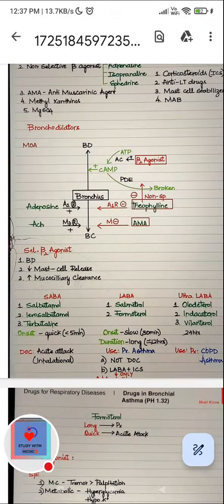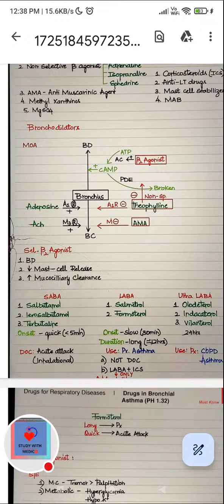Talking about salmeterol, salmeterol is a long acting selective beta 2 agonist. It is preferred for moderate to severe persistent asthma, not suitable for acute attack as it has a slow onset of action. Route is inhalational.